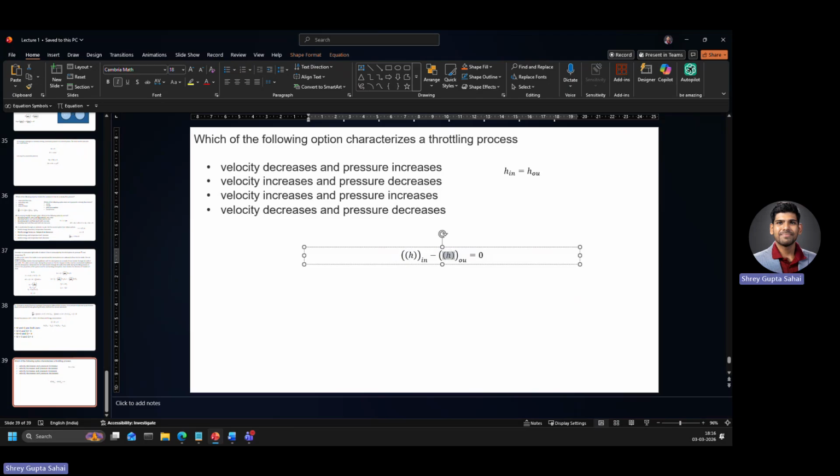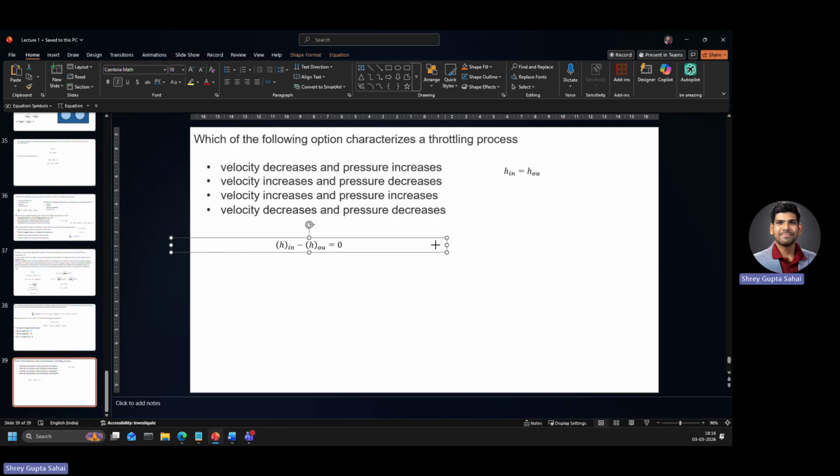Maybe we can discuss under what conditions we can actually neglect kinetic energy. That is something important. So here you see that this will reduce to H in equals H out. And now the question arises, velocity decreases and pressure increases and so on. So what happens during throttling processes?